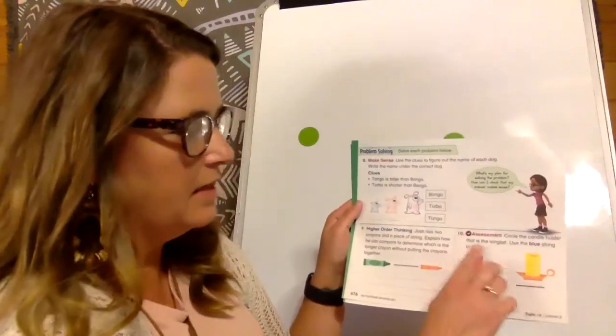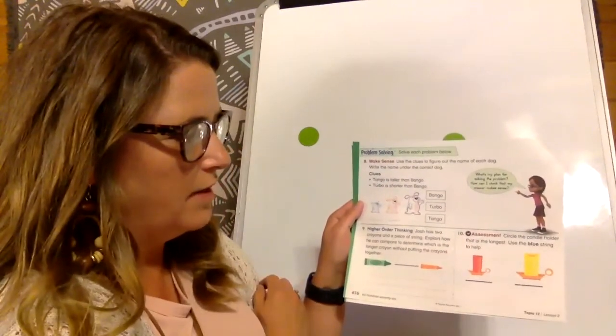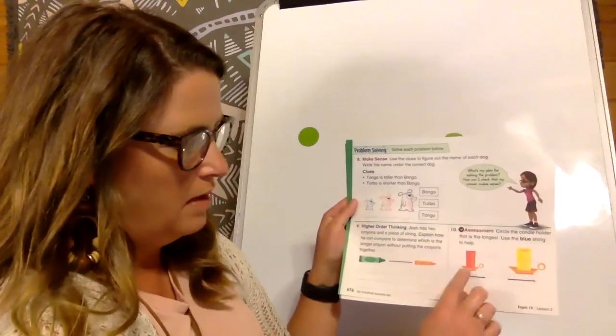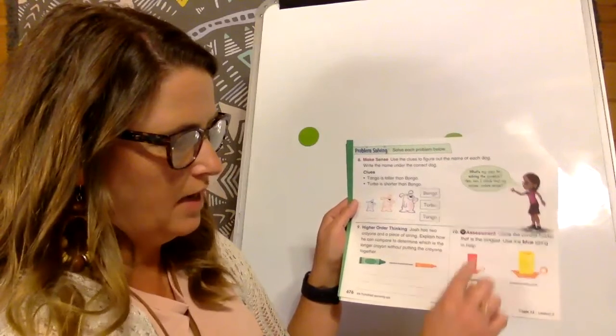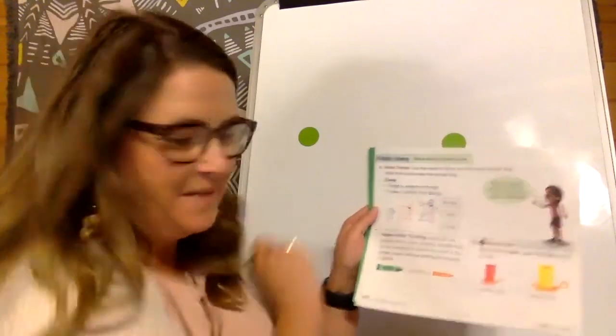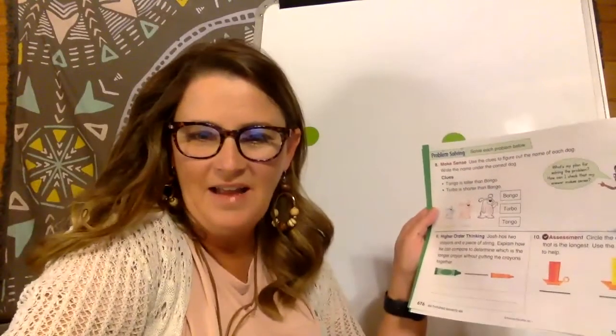And then number 10, circle the candle holder that is the longest. Use the blue string to help. Okay, so you've got a blue string under them. They're looking at the candle holders, not the candle, but the candle holder. Okay, so you got to read carefully. Okay, all right, be careful, take your time, and have fun.